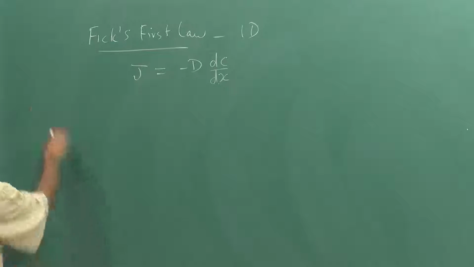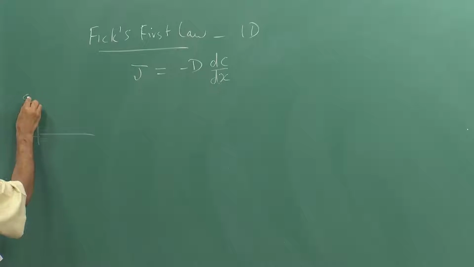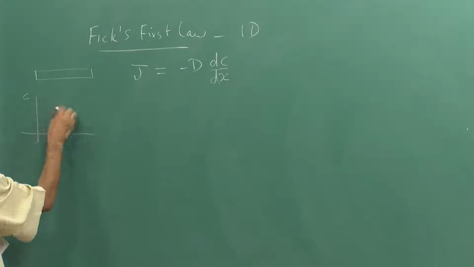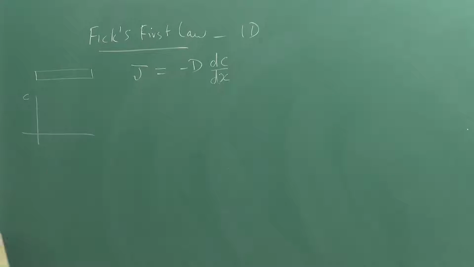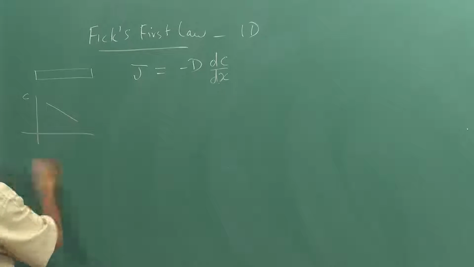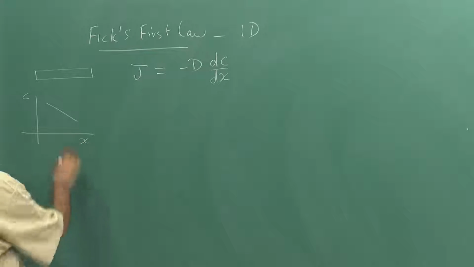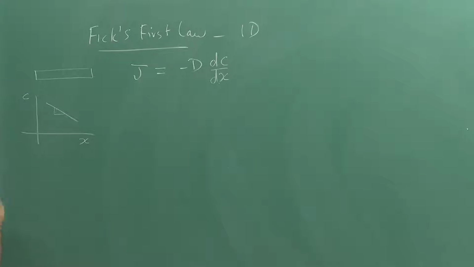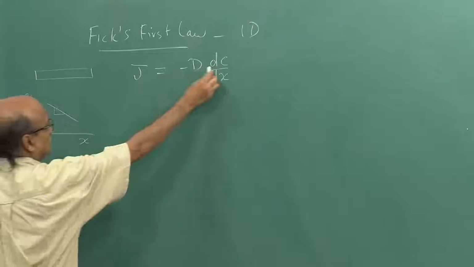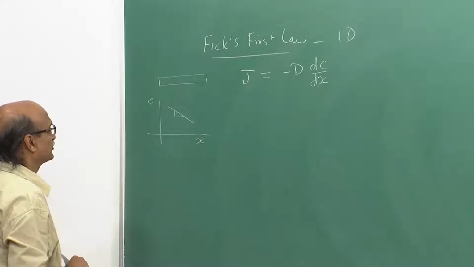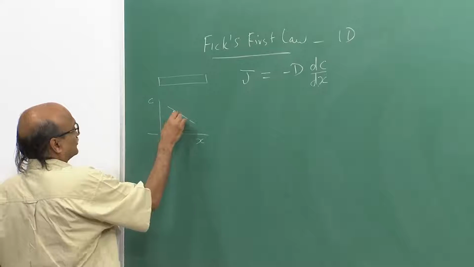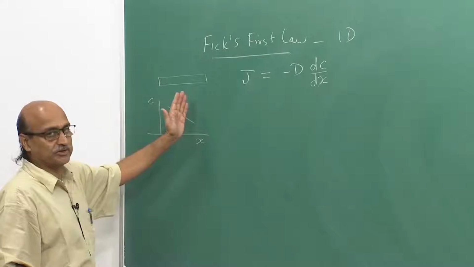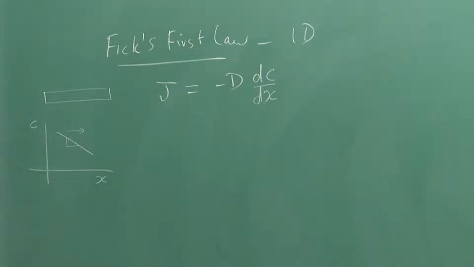J is the flux of atoms. So, for instance, if I had a concentration in a bar of solute atoms in this fashion, then the slope of this line is dC by dx, and this particular relationship of Fick's first law will indicate that flux of solute atoms would take place from higher concentration to lower concentration.